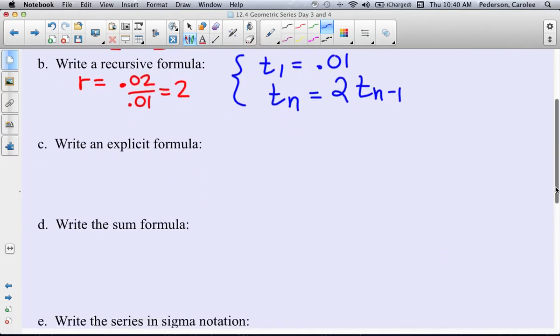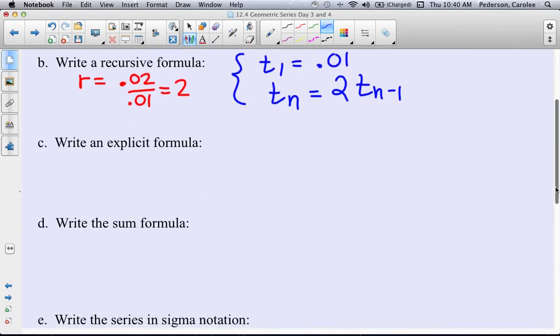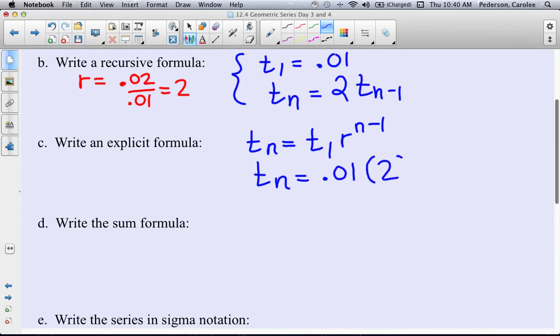The next thing is to identify the explicit formula. The explicit formula for a geometric sequence is T sub 1, r raised to the n minus 1. Term 1, again, is 1 cent. The common ratio is 2, raised to the n minus 1.